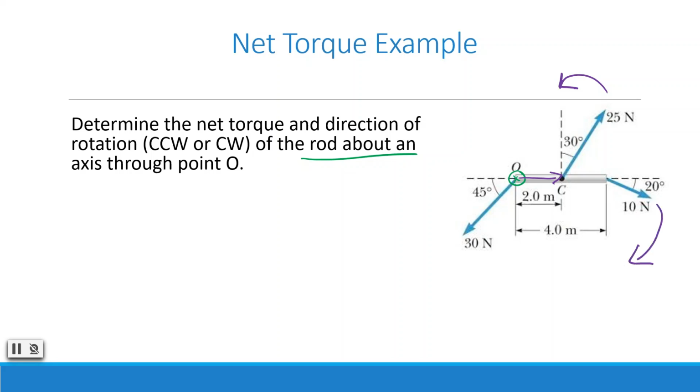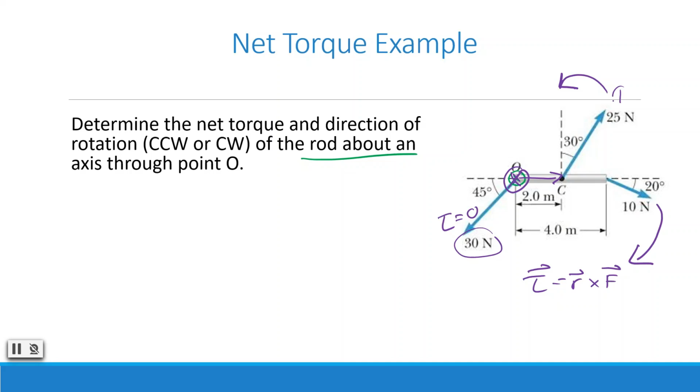This 10 Newton force looks like it is causing a clockwise rotation. And this 30 Newton force is acting at the axis of rotation. Since torque is equal to R cross F, and R is the vector drawn from the axis of rotation to the point where the force is applied, a force applied at the axis of rotation gives a torque of 0. So that force is not contributing to the torque at all.